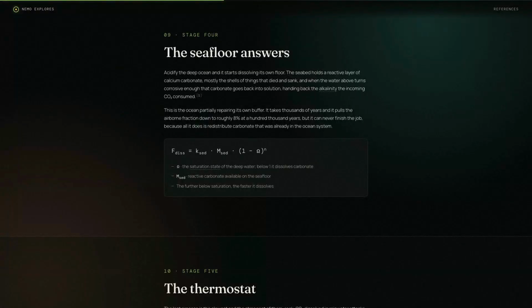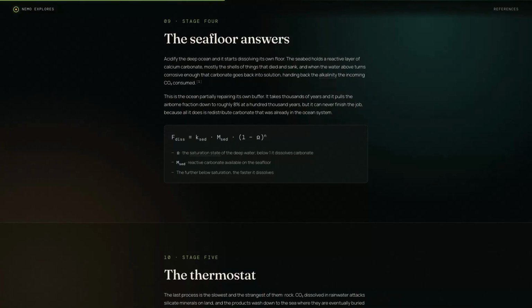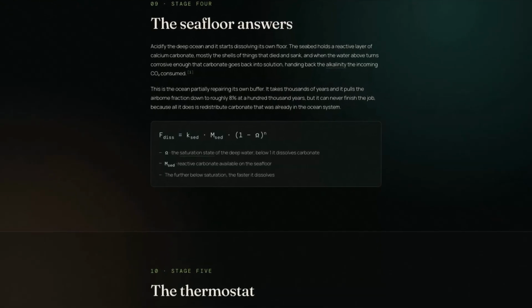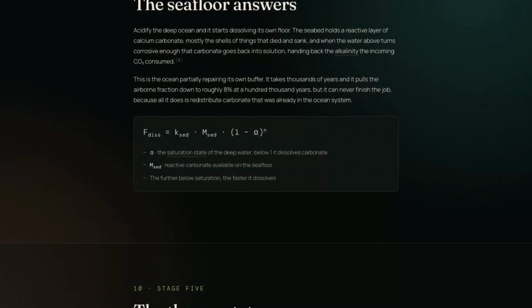Stage 4. Acidify the deep ocean and it starts dissolving its own floor. The seabed holds a reactive layer of calcium carbonate, the shells of things that died and sank. And when the water above turns corrosive enough, that carbonate goes back into solution, handing back the alkalinity the incoming gas consumed. This is the ocean partially repairing its own buffer.